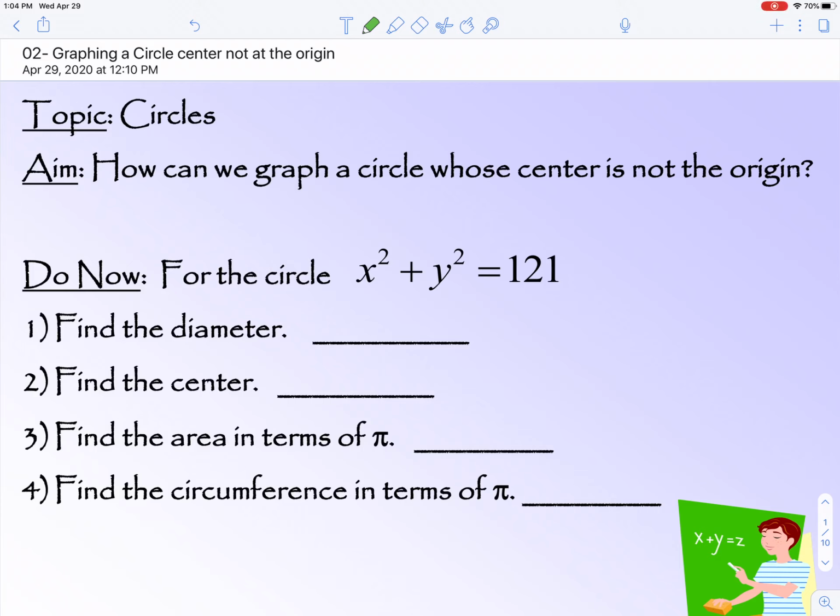Okay, nice job yesterday. How can we graph a circle whose center is not the origin? Now today is our aim. So hopefully you did the do now before starting the video.